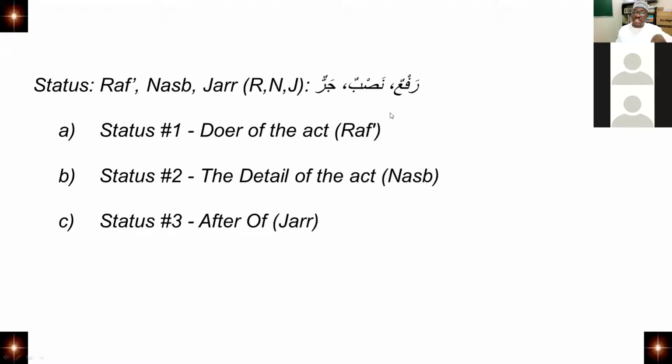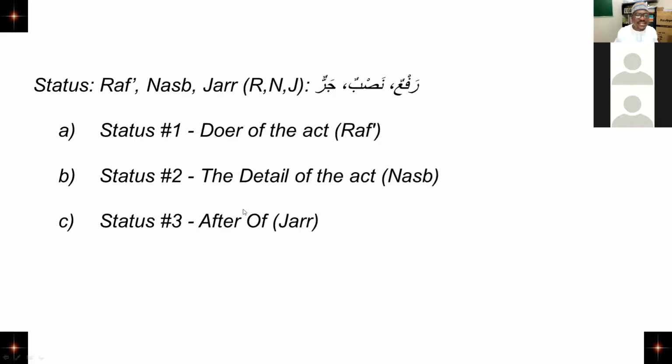So the S of the SNGT is of three types. Now we are going into their details. I told you all the status, number, gender, type, they have details. The detail of status in Arabic are R, N, J, Rafa, Nasb, Jar. So there are three forms of the status. Any ism you see in Al-Quran, or any ism you see in Arabic, is either in Rafa status, in Nasb status, or in Jar status. There is no fourth status. There are only three.